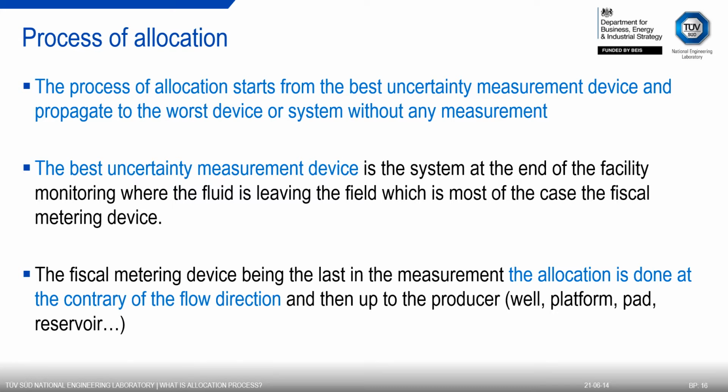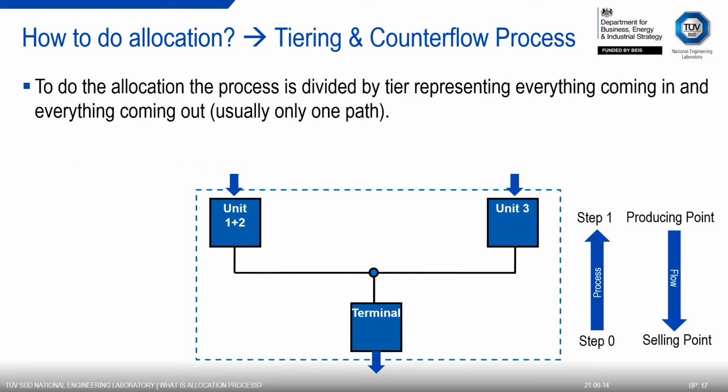So it is obviously the last system in the allocation, okay? And you can start to see in your mind that the best allocation is at the end of your system, and therefore when you want to do the allocation, you will do it from the end of the system back to your main production platform. Said in a different way, the system of allocation, or the process of allocation, is a counter-flow process. So the flow is going from the well to the fiscal meter, when the allocation goes from the fiscal meter to the well.